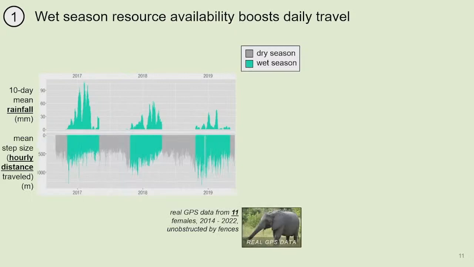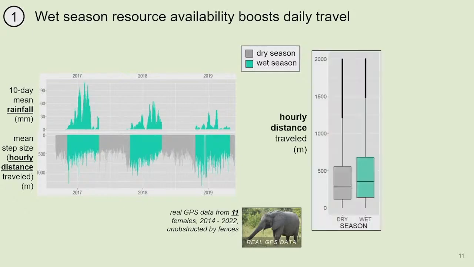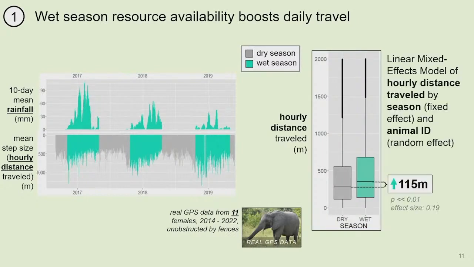And then below here, I have the hourly distance traveled for these elephants, which I'm going to term step size during this presentation. And step size does not mean the physical size of a step for the elephants. It's the distance in between hourly pings from a GPS recorder. So you can see that these step sizes really increase during the wet season. And we can quantify this using a linear mixed effects model with hourly distance traveled by season and then random effect of animal ID. And we have an increase of 115 meters during the wet season as opposed to the dry.